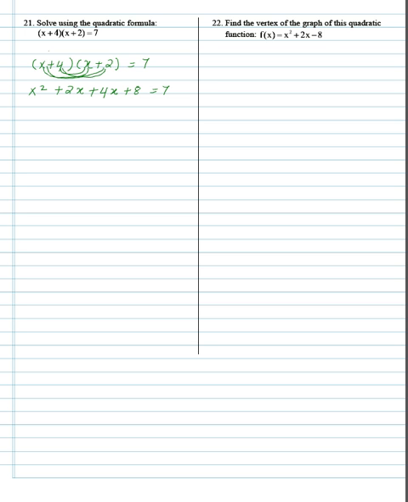Now I'm going to combine like terms. 2x plus 4x, 6x plus 8 is equal to 7. It's not in standard form, so I'm going to subtract 7. So it's going to be equal to 0. 0 is equal to x squared plus 6x plus 1. Now it's in standard form. So I'm going to solve using the quadratic formula. A is equal to 1, B is equal to 6, C is equal to 1.